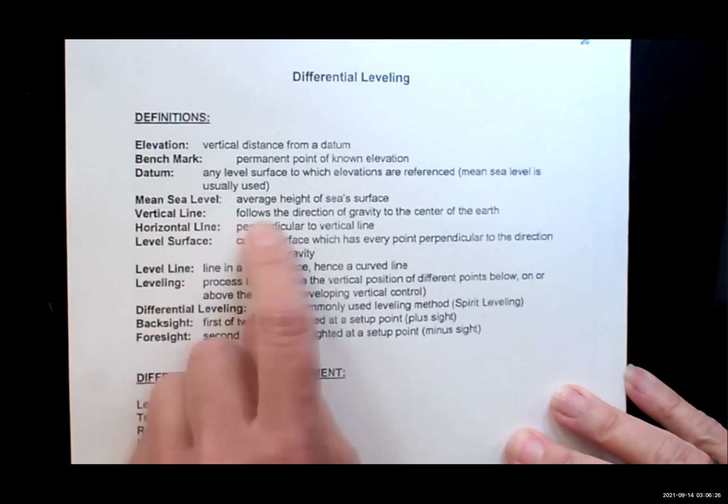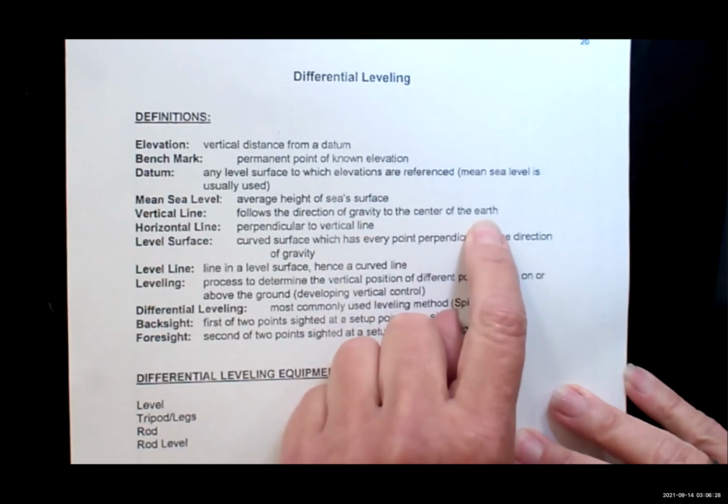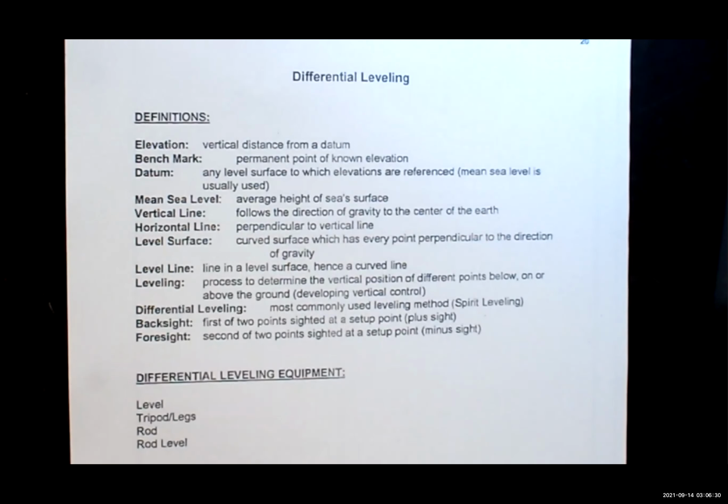Mean sea level, average height of the sea surface. Vertical line, it follows the direction of gravity to the center of the earth. That's a little weird, huh? A vertical line really is, no matter where we are on the earth, going to the center of the earth. So even though it's a vertical line, remember that we're always looking at plane surveying because we're working with a small area.